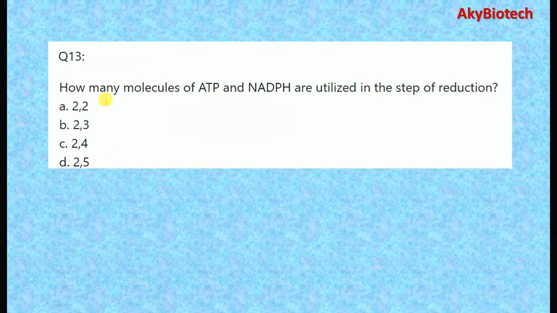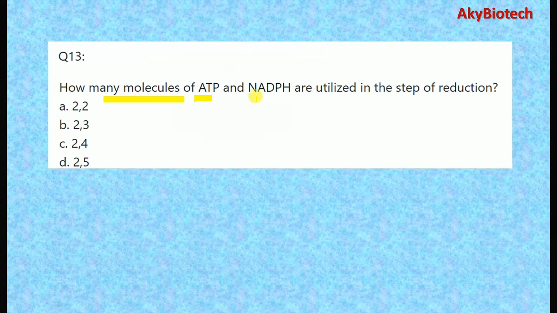Number 13. How many molecules of ATP? All these questions are related to how many molecules of ATP, NADPH, or how many molecules of 3-phosphoglyceraldehyde. All these questions you have to be very clear, and kindly be clear with the cycle as well, so that you are able to answer all these questions in one go.